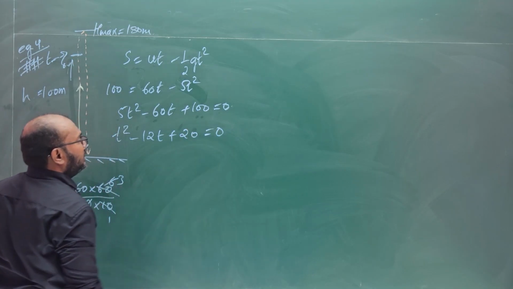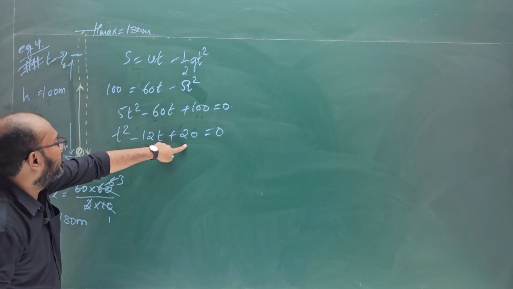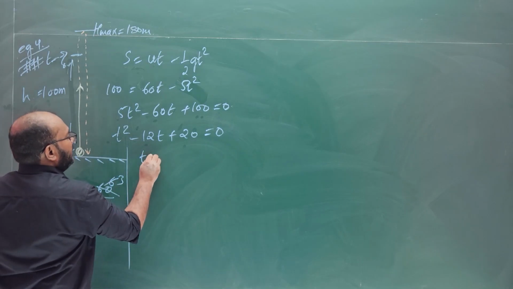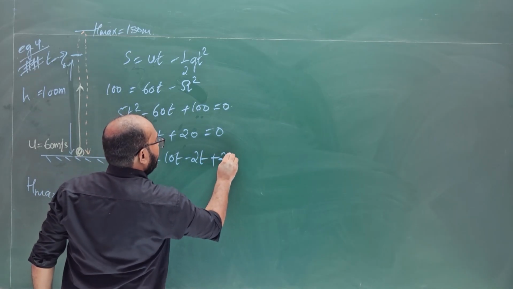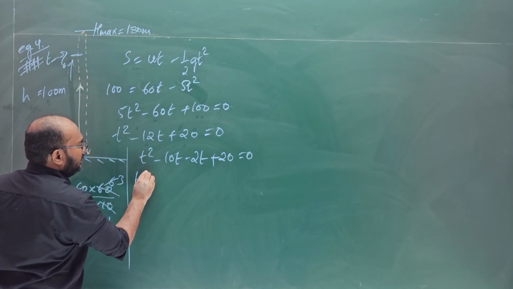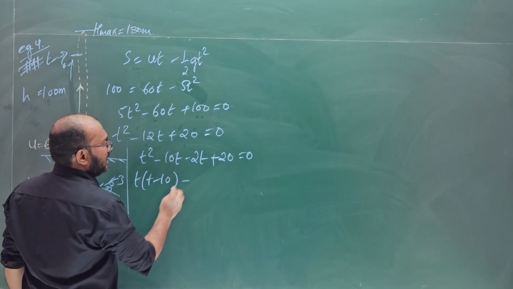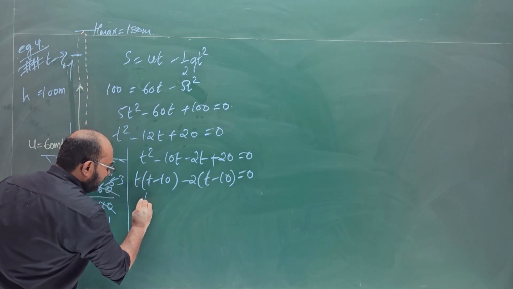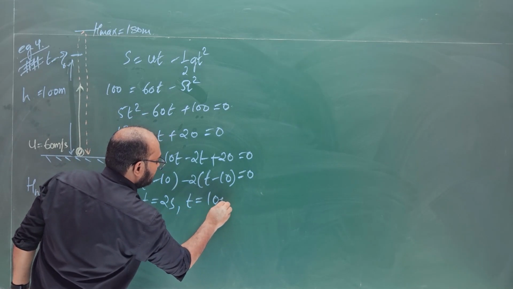Now anything can be calculated. We need to put it in a quadratic equation. So how is it solved? Look, 1, 12, 20, 10 and 2. So T square minus 10T minus 2T plus 20 is equals to 0, or T minus 10 into T minus 2, which is equals to 0. T is equals to 2 seconds or T is equals to 10 seconds.